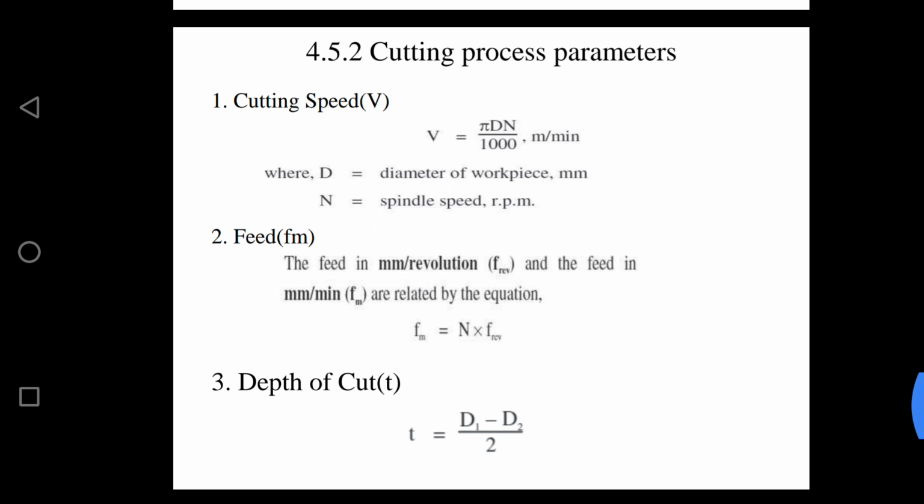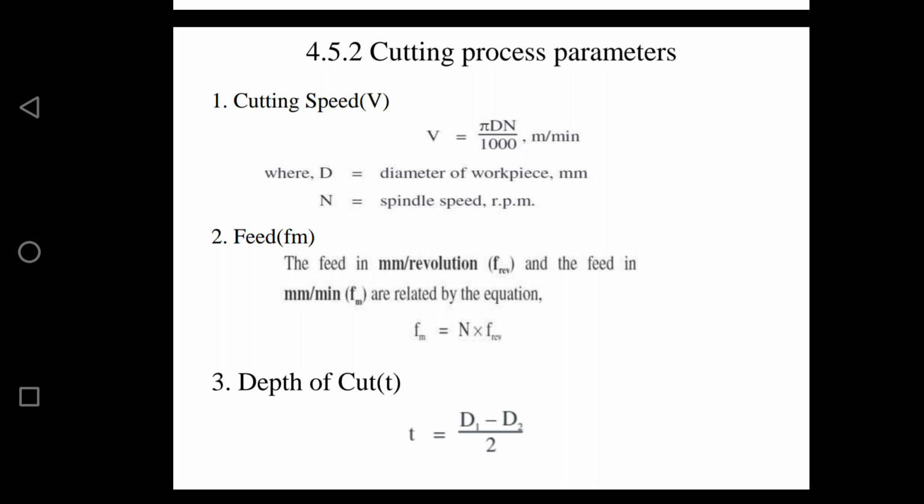Next, before writing the part program for a turning operation, you have to consider some cutting process parameters. The first one is the cutting speed, indicated by the letter V. So what is cutting speed? The cutting speed of a tool is the speed at which the metal is removed by the tool from the workpiece.